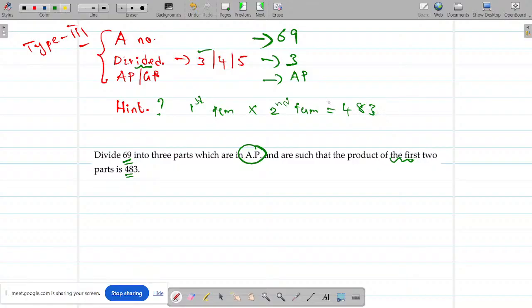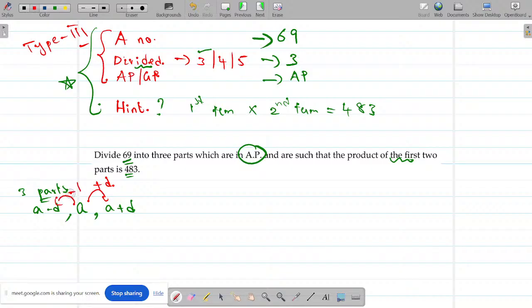No, actually not that. This is a unique problem. Instead of taking a plus d and a plus 2d, what we do here is check whether it's 3 parts or 4 parts or 5 parts. If it is 3 parts, we'll take the middle term as a. The next term is a plus d. Obviously, the earlier term will be a minus d. Why is it a minus d? To proceed, we add d. To go in a reverse way, it's minus d. If I add d, I get the next term. If I subtract d, that is the reverse operation, I take a minus d.